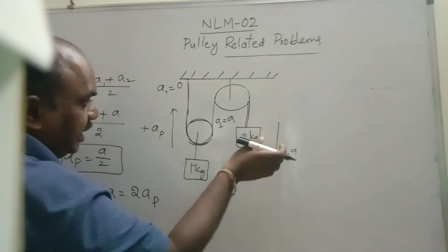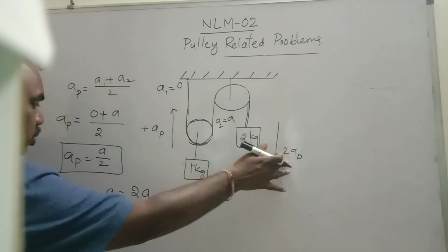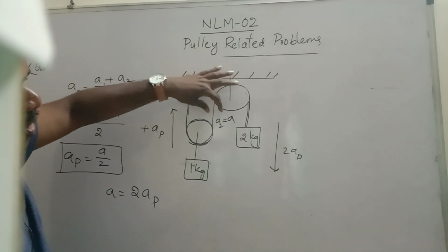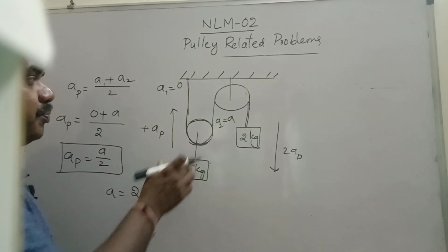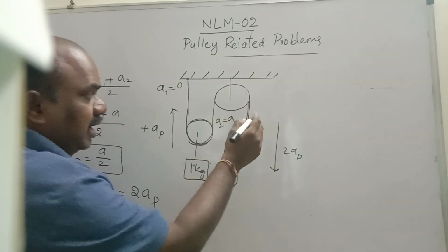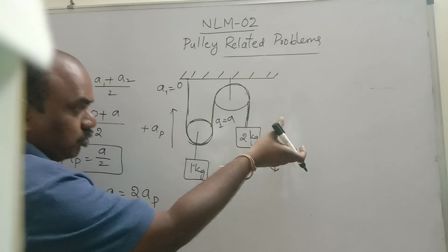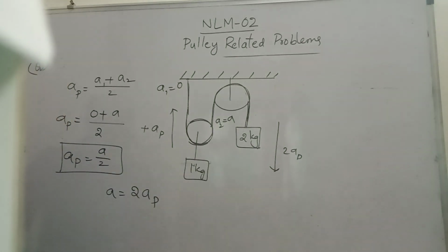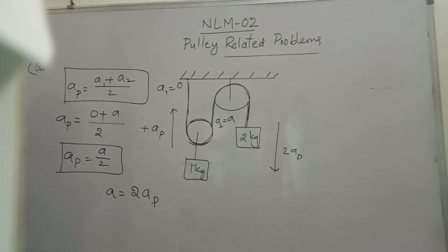That means the 2 kg body is coming down with 2 times the acceleration of the pulley. If the pulley goes 1 meter, the 2 kg comes 2 into the acceleration of the pulley. How do you get 2 into AP? Simple. One string is fixed. So the acceleration of this string is 0. Acceleration of this string is upwards. So it is going with A acceleration. Same string, same acceleration. Here also the same acceleration is present, A plus A. So total 2A acceleration, the body comes down. This is very important, children. Acceleration of movable pulley is equal to (A1 plus A2) by 2 with sign. Note down.